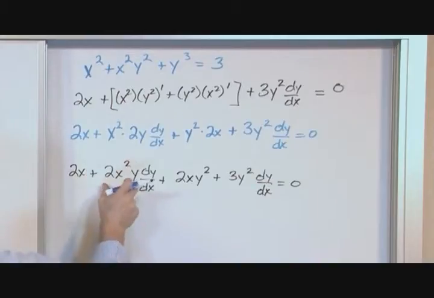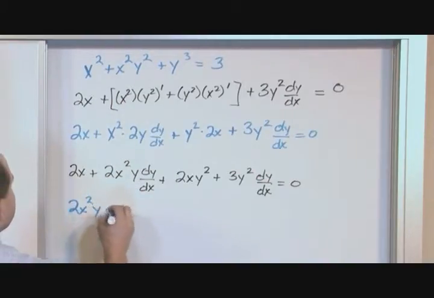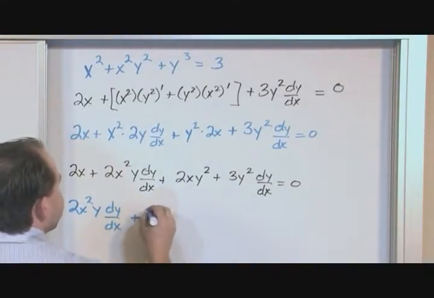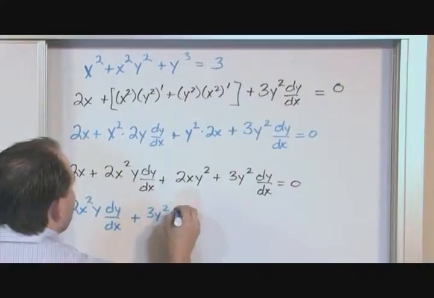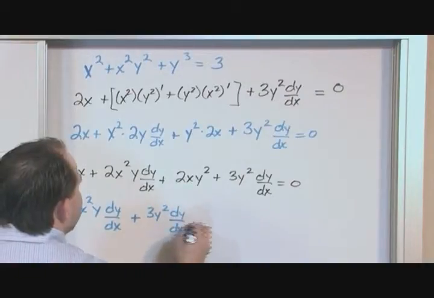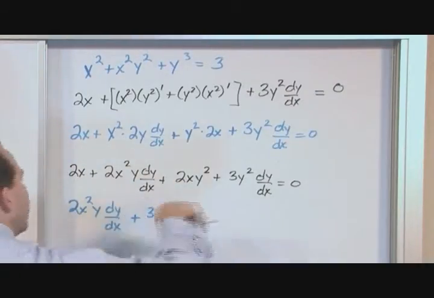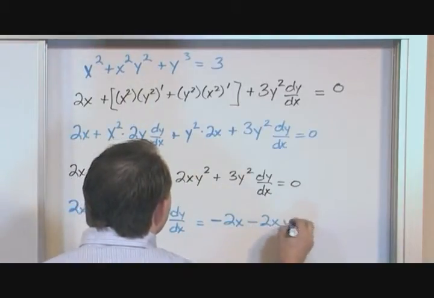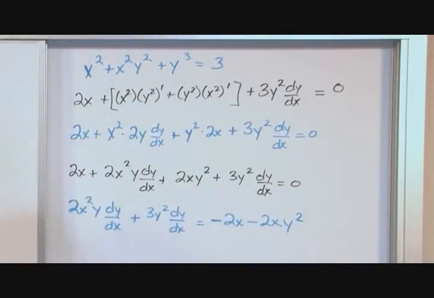So let's do that. Over here we'll have 2x squared y dy/dx. We'll keep this term on the left-hand side, 3y squared dy/dx. And what we'll do is move this term and this term over by subtracting them: negative 2x minus 2xy squared. So all we did was move those over.